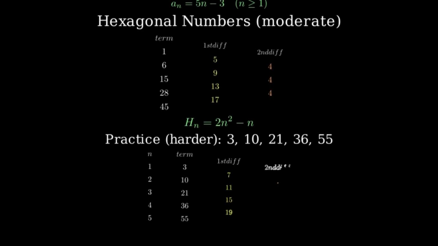The second differences are constant and equal to 4. That means the general term is quadratic, a n squared plus bn plus c. Solve by substitution using the first 3 terms.